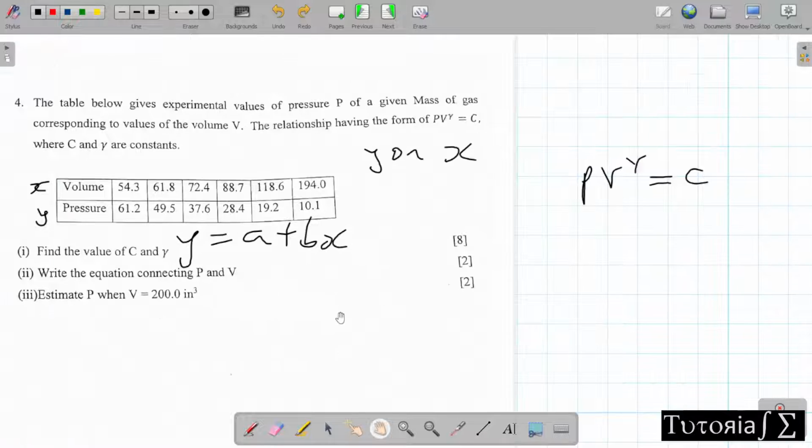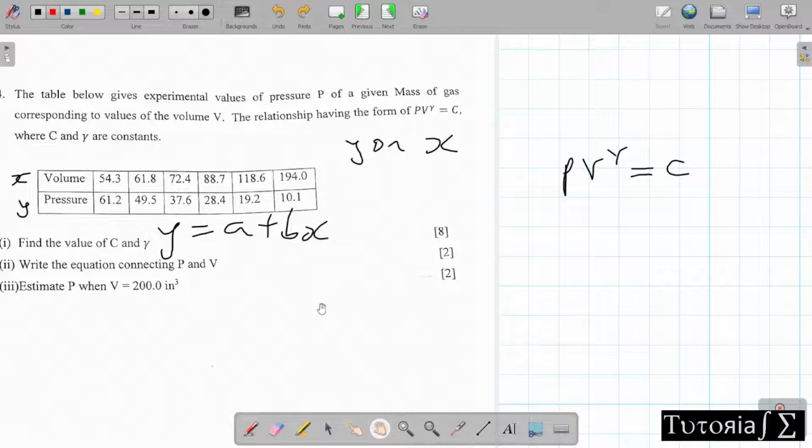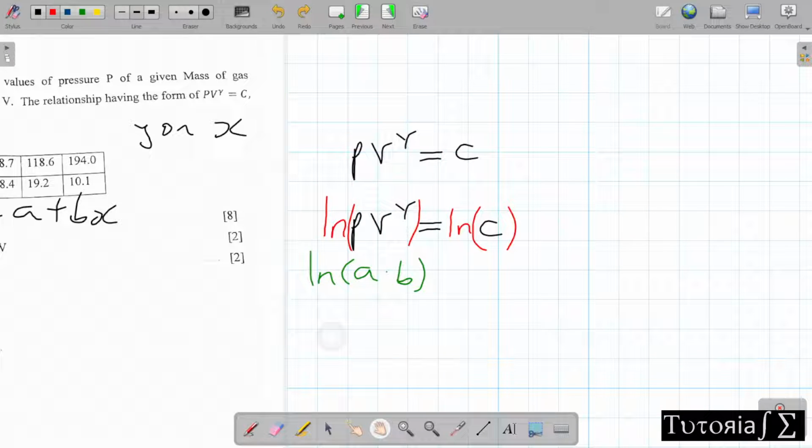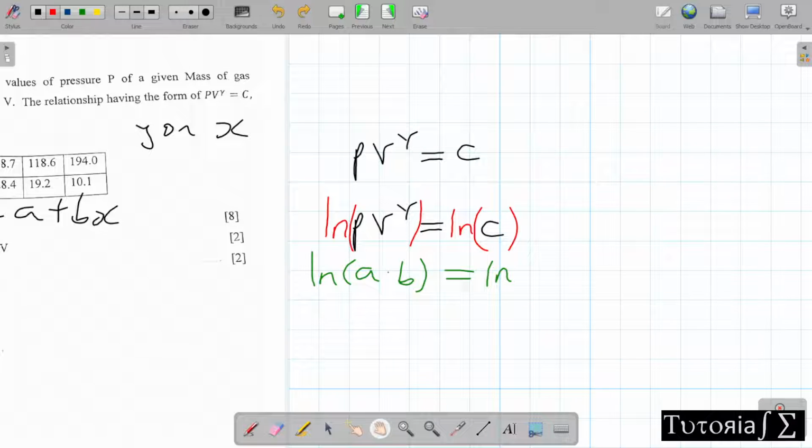Alright, and in our given, we've been given this equation here. This is the relationship we've been given right here. Alright, we can introduce natural log both sides so that we drop this power and make it linear. Once we do that, we know the property: when we have two variables multiplying in the natural log, we are always going to separate the variables. So this will always be equal to natural log of a plus natural log of b.